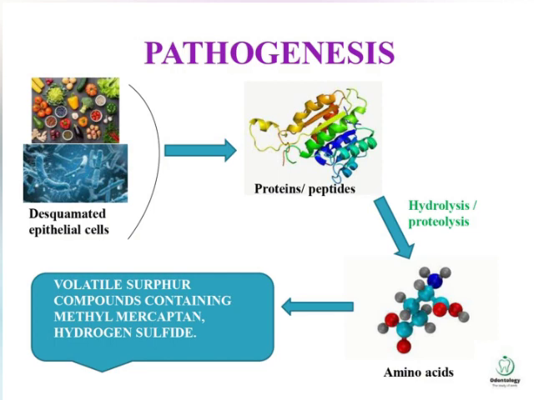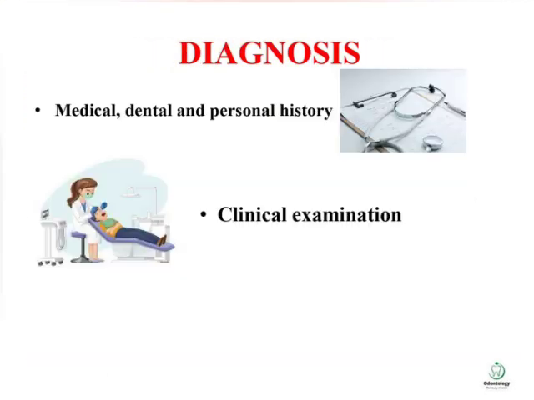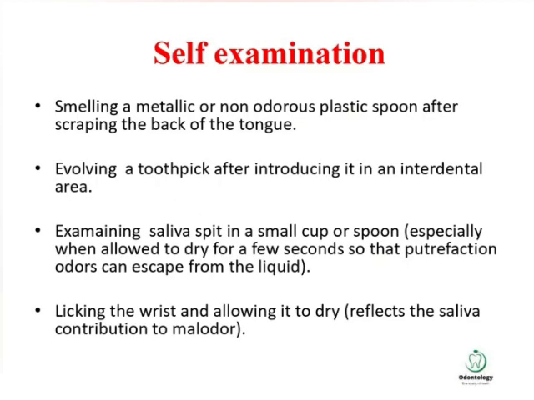How will you diagnose whether the patient is having halitosis or not? First of all, you need to take medical, dental and personal history. In personal history itself, you will be able to know whether the patient is having any habits like smoking or alcohol consumption. Moving on to the clinical examination. In clinical examination, you can examine intraorally and extraorally and ask the patient for self-examination also.